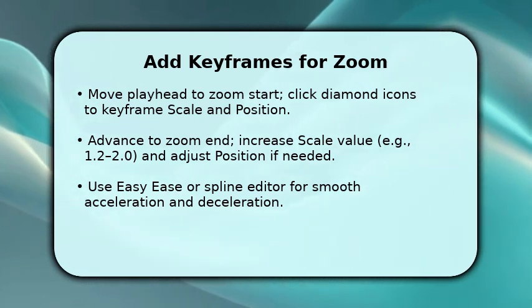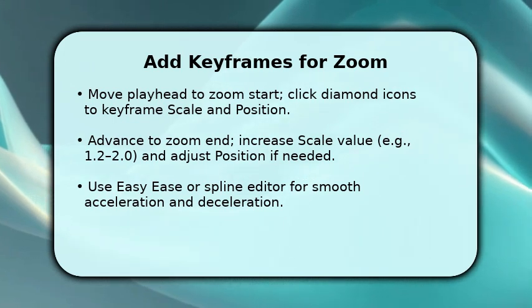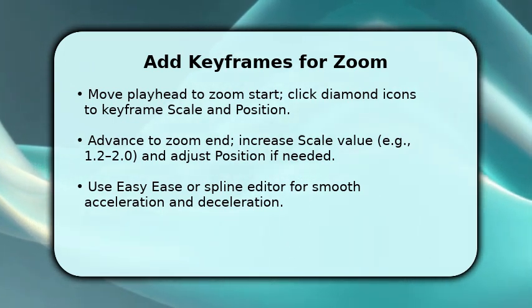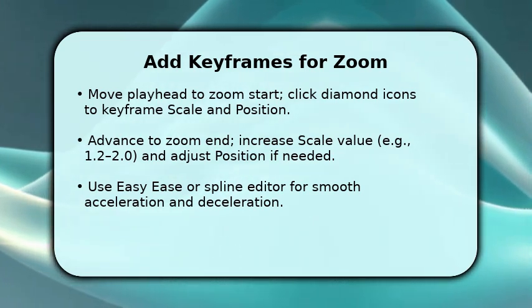To make it natural, switch to the curves or spline editor and apply an ease in and ease out. This smooths motion and prevents a robotic jump. This step controls pacing and visual focus during the zoom.